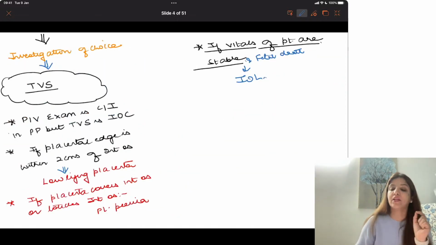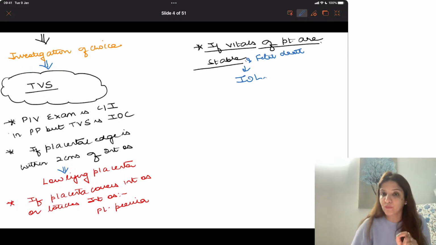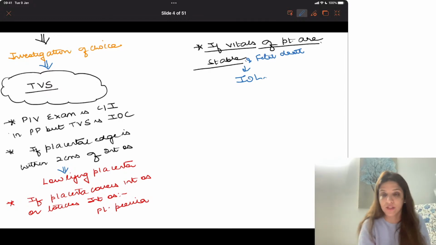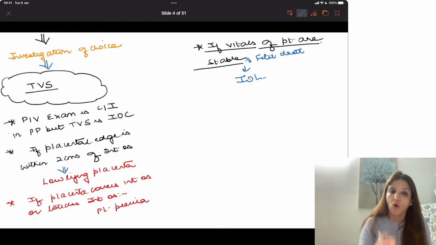Please remember that in the recent classification, we do not divide placenta previa into type 1, type 2, type 3 or type 4. Now we divide it into only 2 categories, placenta previa and low-lying placenta. Low-lying placenta is when the placental edge is within 2 centimeters of the internal os, but it is not touching or covering the internal os. If the placenta touches or covers the internal os, then that is placenta previa. This is the new classification. We do not say type 1, type 2, type 3, type 4 anymore.